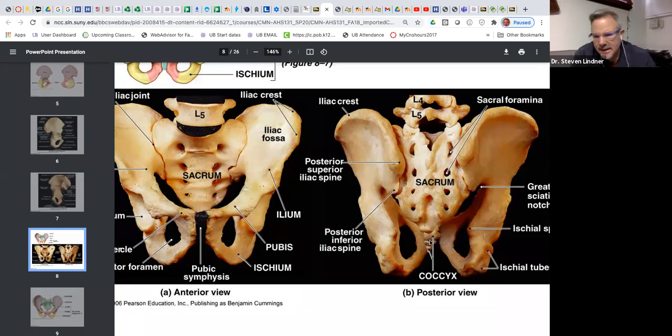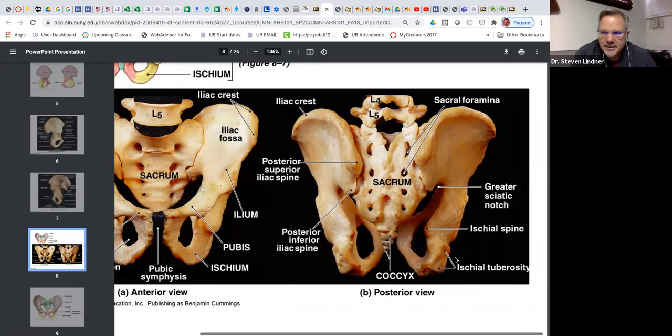Here's your coccyx that has anywhere from 3 to 5 fused segments. Here's the ischial tuberosity, where your hamstrings originate. Here's your ischial spine. We said that separates the greater sciatic notch from the lesser sciatic notch.